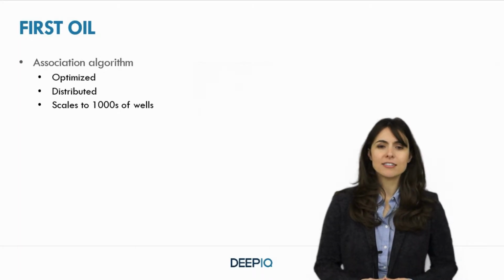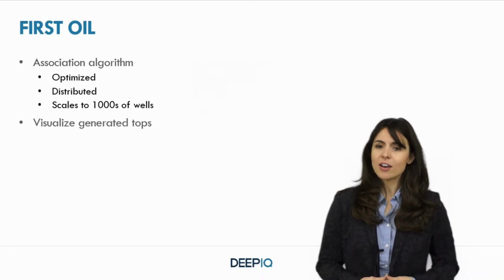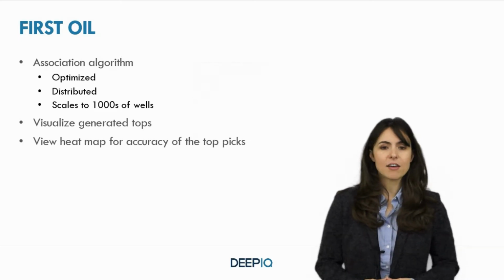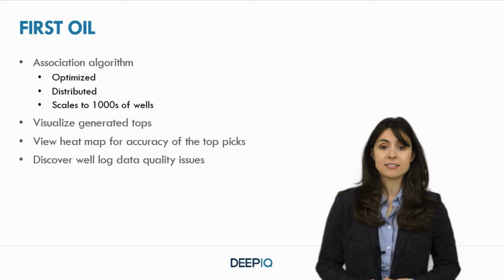You can then visualize the generated tops for all the wells and also look at a heat map view to validate the accuracy of top picks and discover data quality issues that might exist in your well logs.